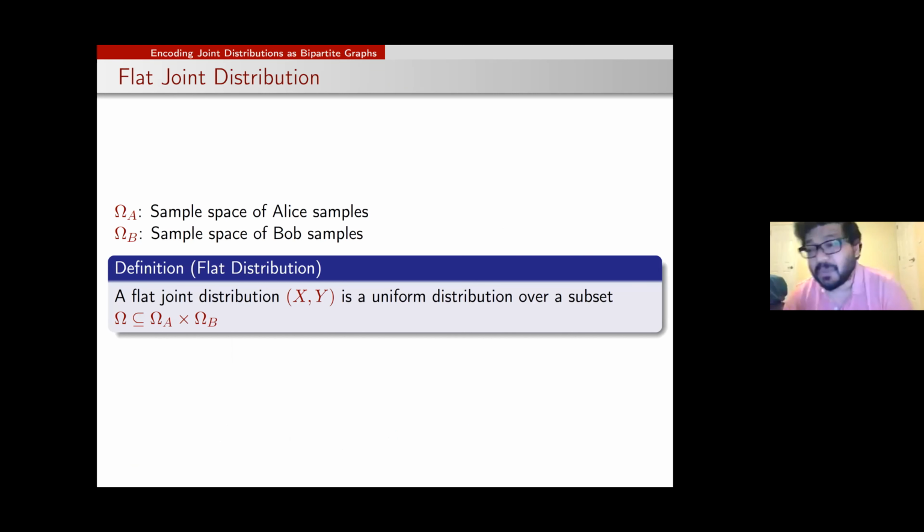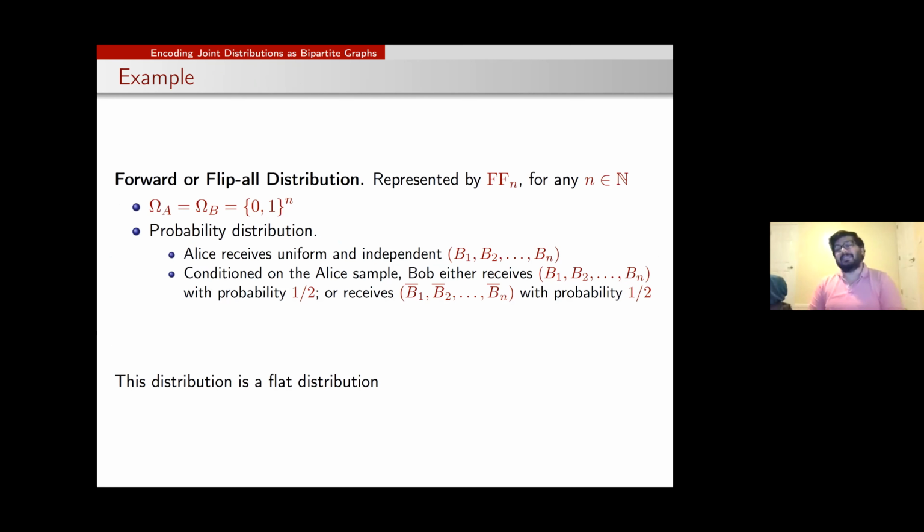Now I need to explain how we are going to encode joint distributions as bipartite graphs. Suppose we have omega A, the sample space of Alice's samples, and omega B, the sample space for Bob's samples. A flat distribution is a uniform distribution over a subset of omega A cross omega B. Let's take an example to understand what a flat distribution is. The distribution that we are going to consider is the forward or flip all distribution, represented by FFN. The sample spaces of Alice and Bob are n-bit strings. Alice receives uniform and independent bits B1, B2, ..., Bn. Conditioned on Alice's sample, Bob either receives identical bits with probability half, or every bit is flipped with probability half.